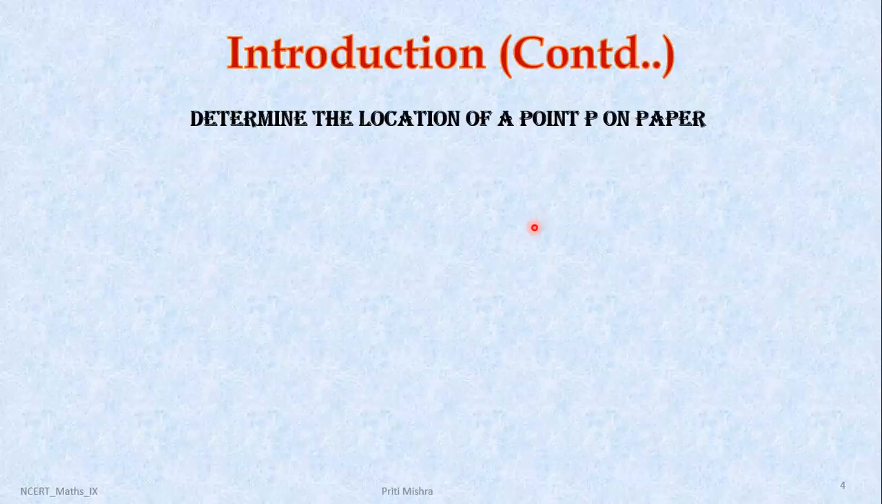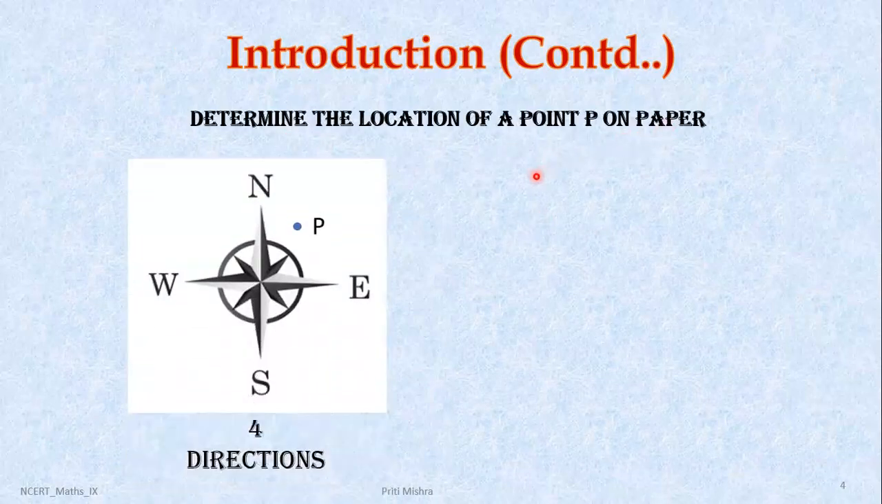Now let's discuss the location of a point P on a paper. Here you can see a point on a paper along with the directions, all the four directions: east, west, north, and south. So one can say about its location, ma'am, it's in the upper portion of the paper. Another one can say it's in the 1/4 part of the paper, right? But what's its exact location?